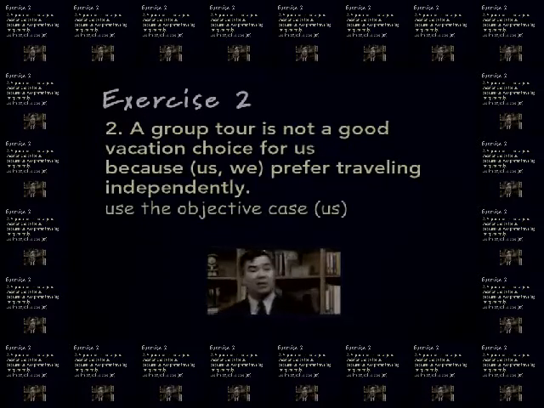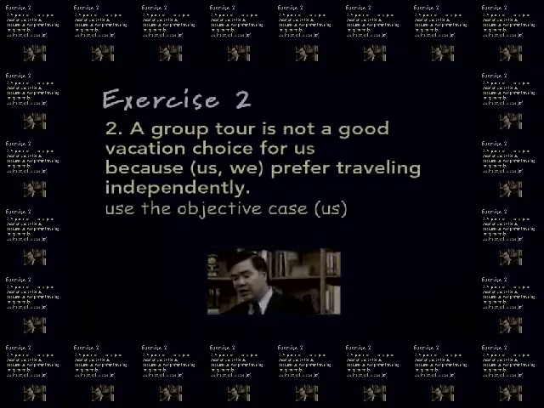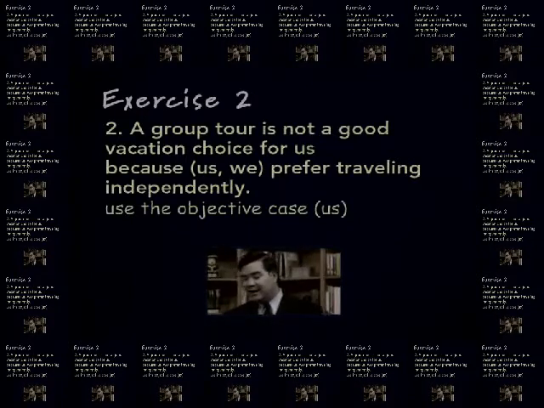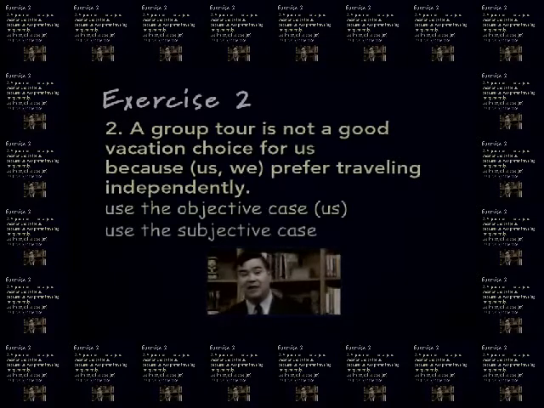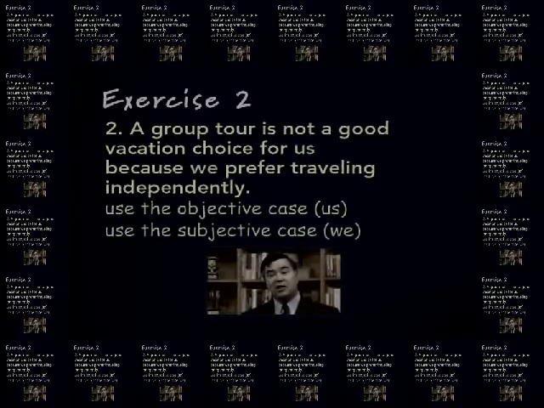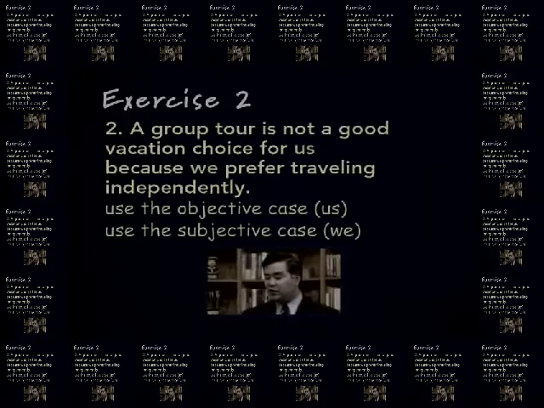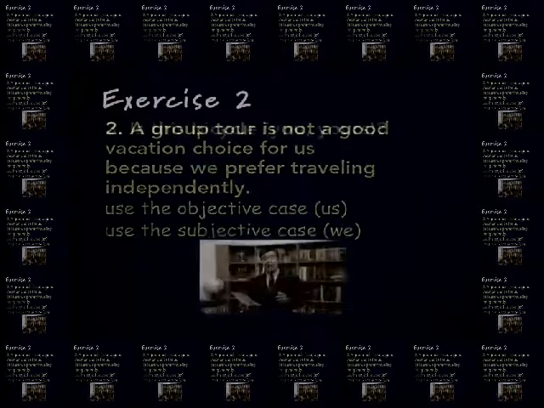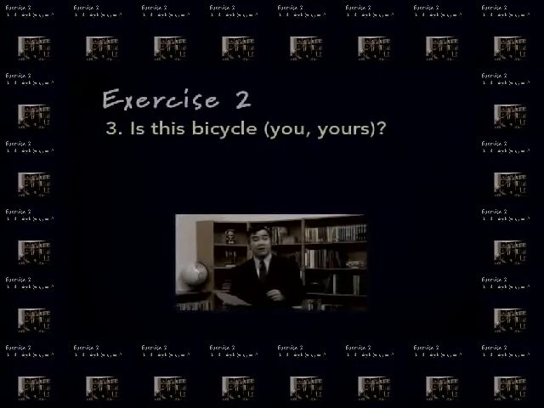Now the second pronoun is being used as the subject of a verb, the verb prefer. The second clause here tells what we prefer doing, and since we is the subject, it needs to be in the subjective case, and we would be correct. So the sentence should read, a group tour is not a good vacation choice for us because we prefer traveling independently. Next sentence, is this bicycle you or yours?